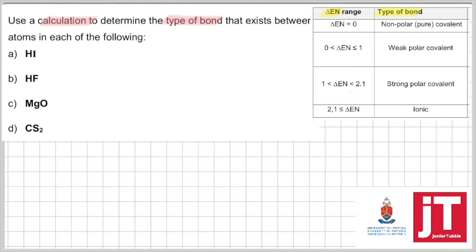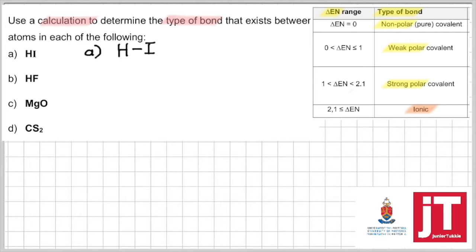Types of bonds that you need to be familiar with include non-polar covalent bonds, also known as pure covalent bonds, weak polar covalent bonds, strong polar covalent bonds, and ionic bonds. And some of you may also be familiar with metallic bonding, but we will not be dealing with metallic bonds in this video. Question A involves the bond between hydrogen and iodine.